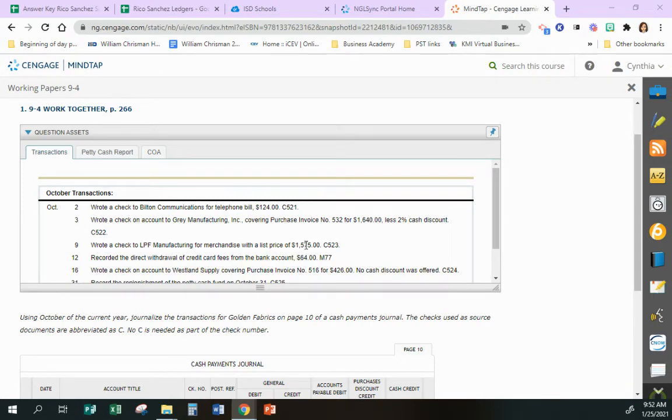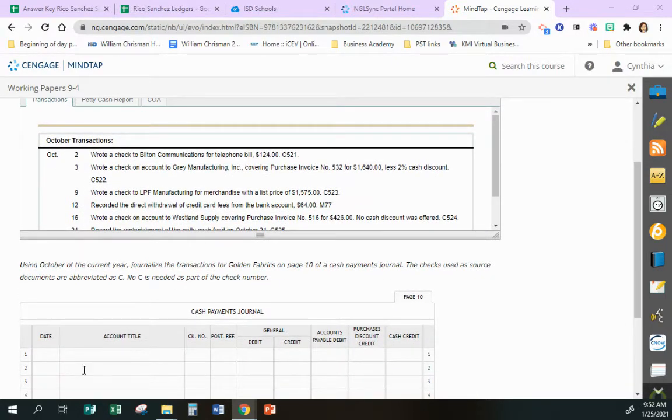Work together 9.4, we're going to record transactions in the cash payments journal. So this journal, just as a reminder here, we have 5 columns now. We have our general debit and credit, because you always need those for things that don't fit in a special column. We have accounts payable debit, purchases discount credit, and cash credit.